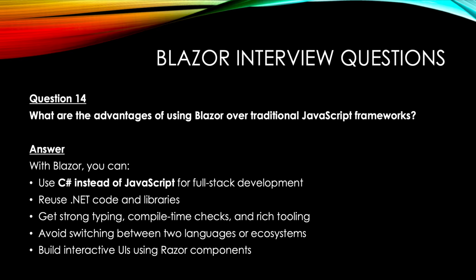Question number 14. What are the advantages of using Blazor over traditional JavaScript frameworks? With Blazor, we can use C# instead of JavaScript for full stack development. We can reuse the .NET Core code and libraries that are already available. We get strong typing, compile-time checks, and rich tooling. We no longer need to switch between different languages, and we can build interactive UIs using Blazor components.